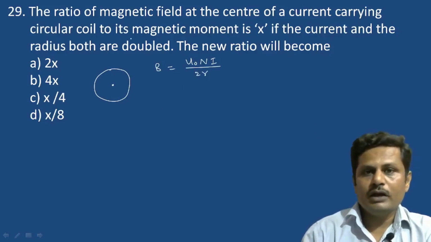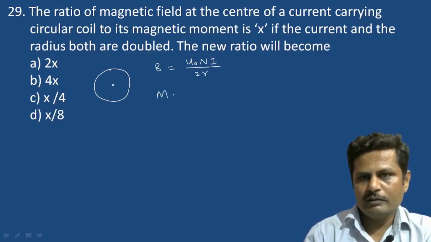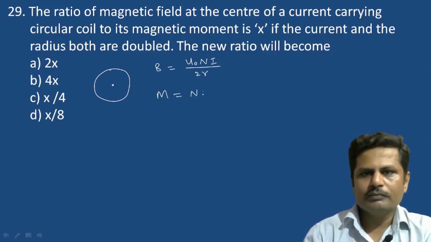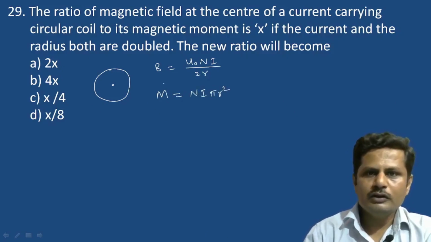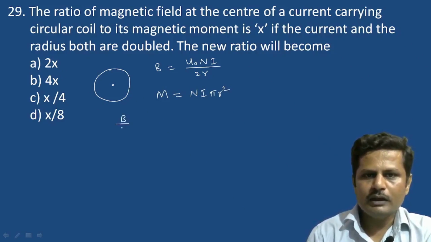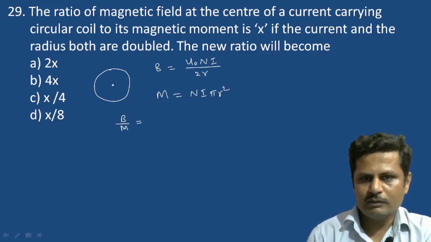Now we have also seen the magnetic moment. The magnetic moment is given by N i A, and this A can be written as pi r square. Now the ratio between these two is X, that is B divided by M equals X. B by M is mu naught N i divided by 2R over N i pi r square. If I take the ratio, the N i and N i get cancelled, so we get only mu naught divided by 2 pi r cube.